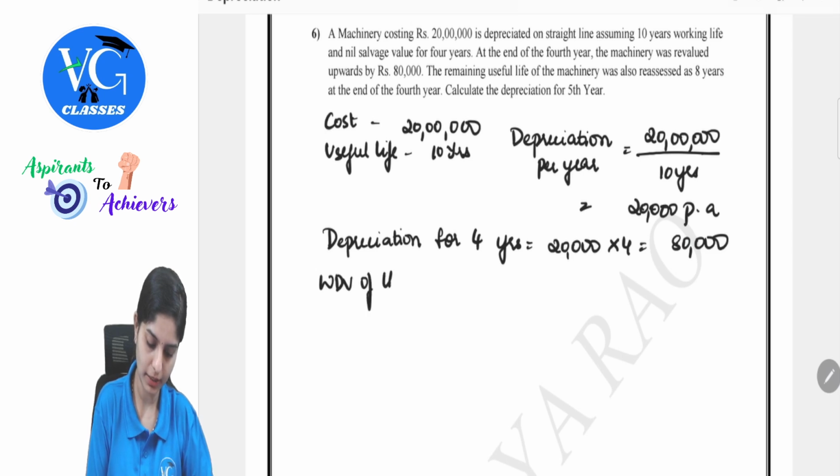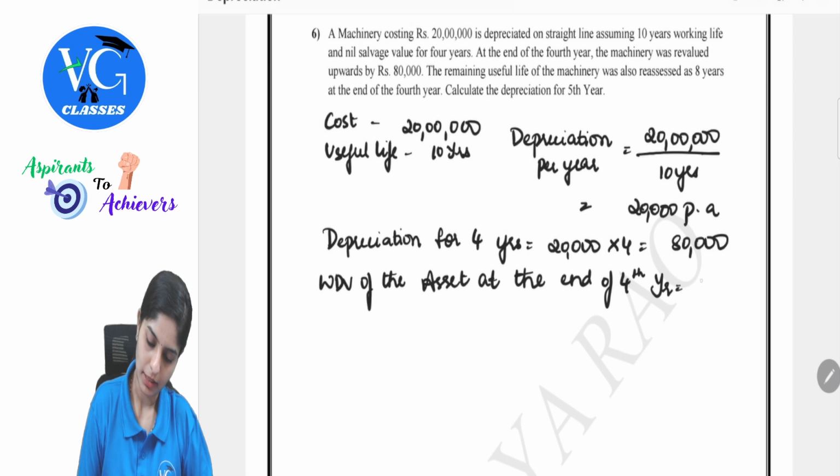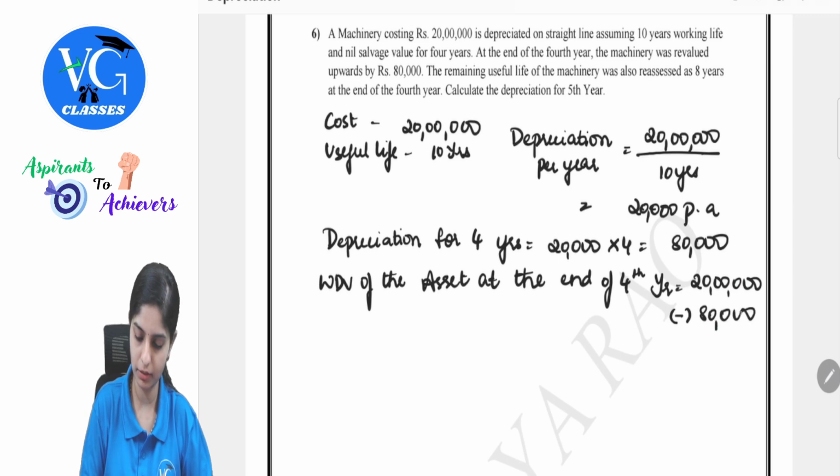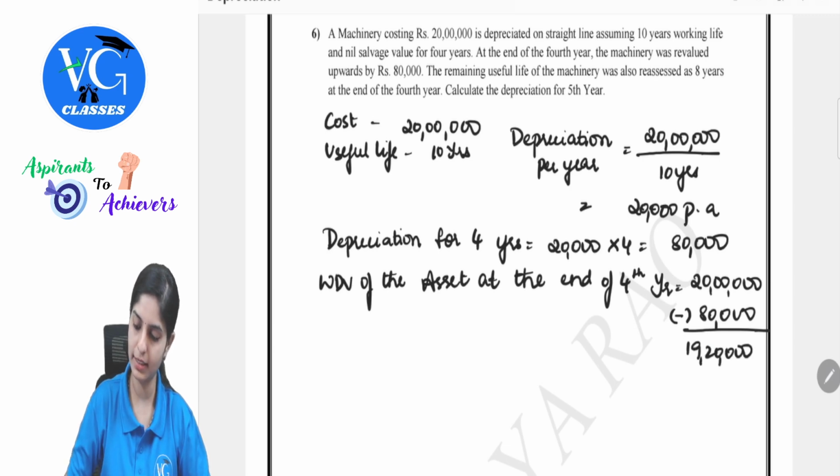WDV of the asset at the end of 4th year will be 20 lakh minus 80,000. That is 19 lakh 20,000.